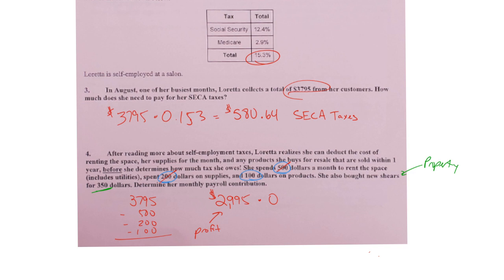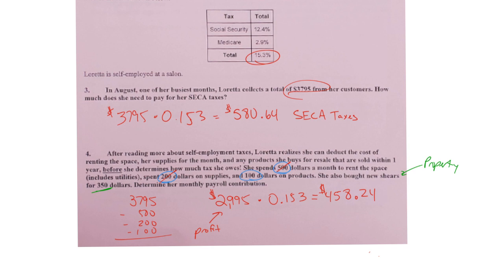And the shears are a little bit different. The shears did cost her, and she will write those off. But depending on the price of those shears, you might not write it off all at once, and you wouldn't write it off in the month for payroll taxes. It'd be a little bit different. So $2,995 times 0.153. So she paid $458.24. Remember, money. So by taking off her profits, she saved about $122 in taxes, right?